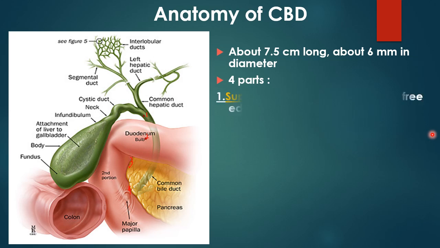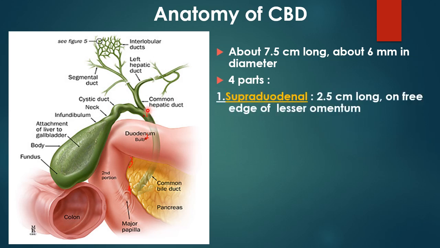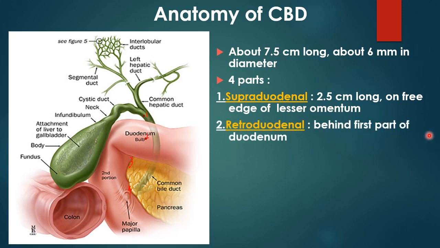It consists of 4 parts. First, as labeled here, the first part is the supraduodenal part, which is around 2.5 centimeters long, and it runs along the free edge of the lesser omentum. Then the second part is known as the retroduodenal part, which runs behind the first part of the duodenum. The third part is the infraduodenal part, or some people call it the retro or the pancreatic part, which runs through the posterior surface of the pancreas.